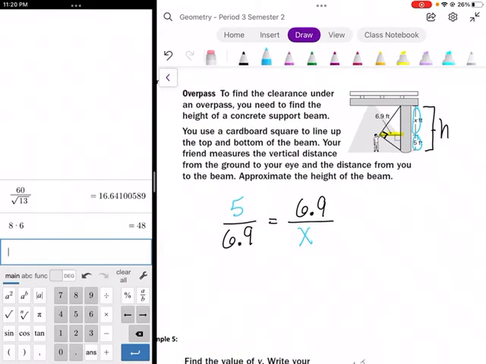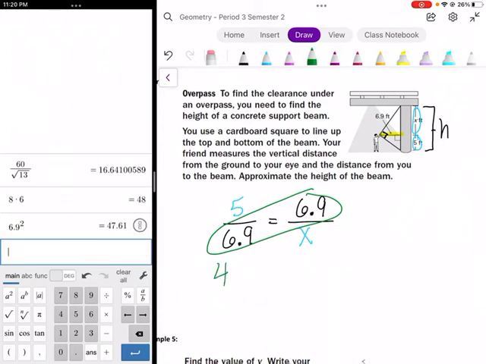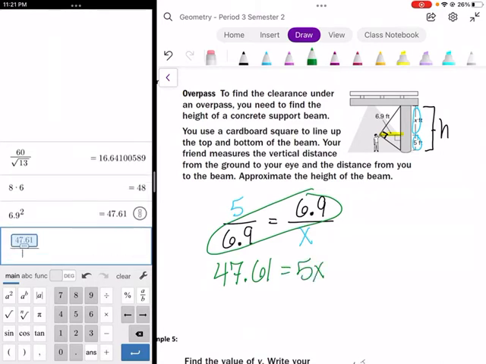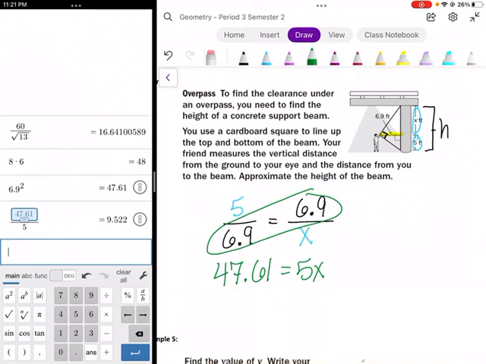Then from here you can cross multiply. So we would get 6.9 squared, which would be 47.61 equals 5x. Then we will divide our answer by 5 to get 9.522 for our value of x.